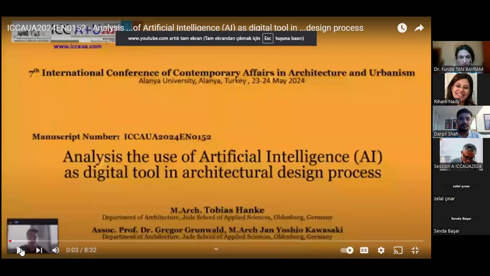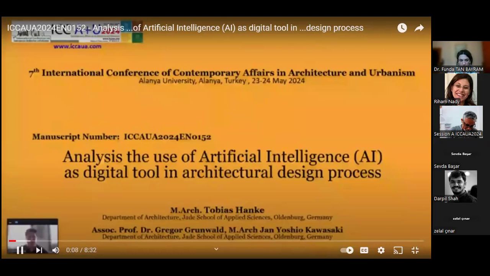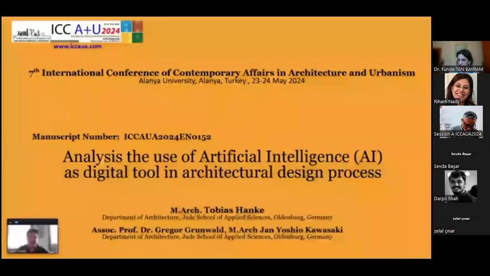On the topic analyzing the use of artificial intelligence as a digital tool in the architectural design process, we welcome you to join us. The leading persons behind this paper are Professor Dr. Grunwald, Professor of Design and Construction Management at the Department of Architecture at the Jade University of Applied Sciences in Oldenburg, Germany, and my colleague Jan Yoshio Kawasaki and I, Tobias Hanke.